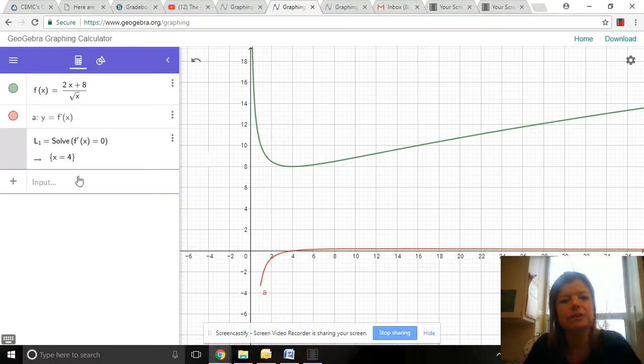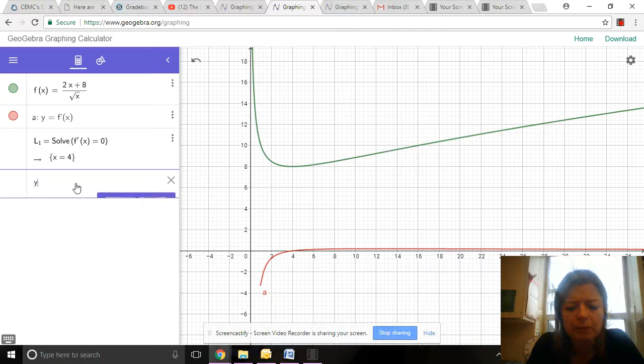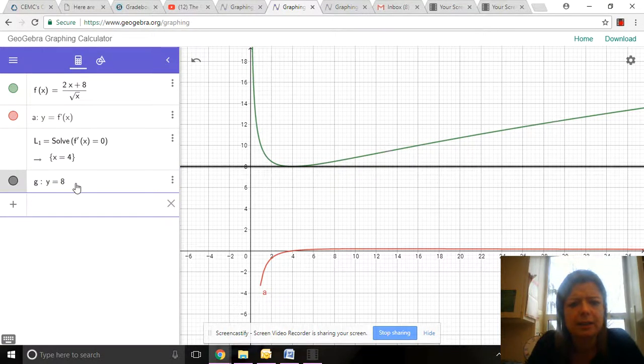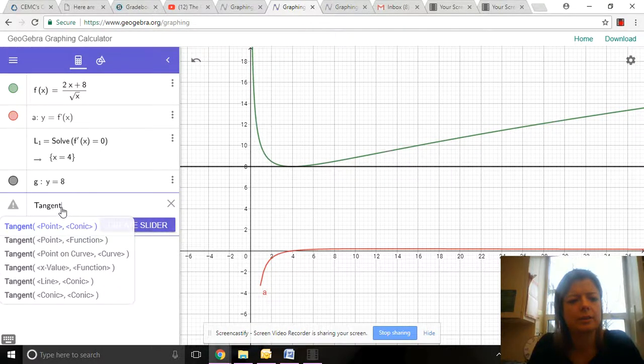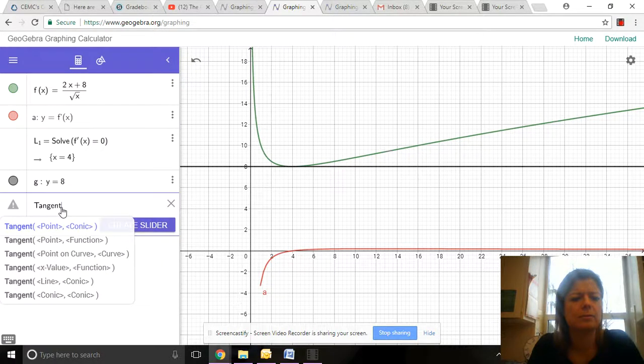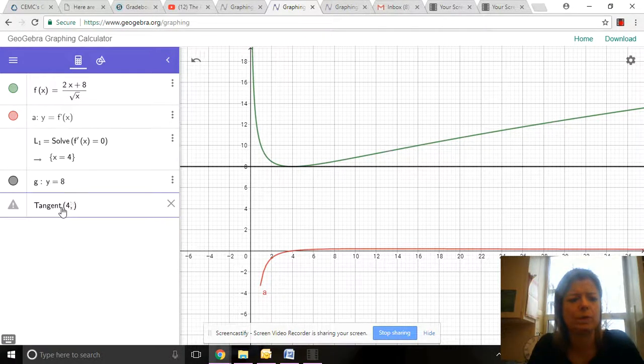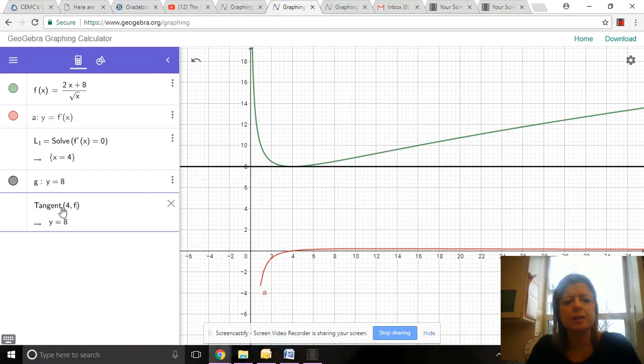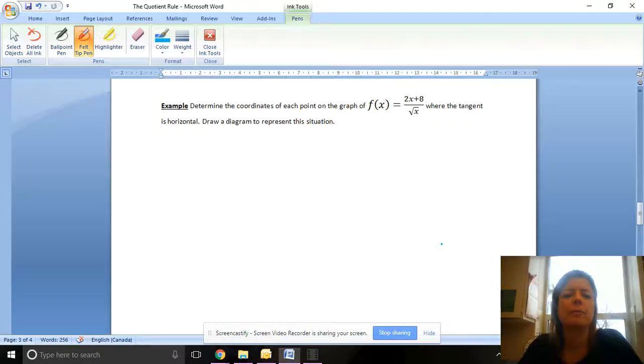We can see that visually. Notice also if we put y equals 8, you get it there where it's touching. Okay, you can also write tangent at 4 on the function f. You'll see it's y equals 8, which is a horizontal line. So all of these different ways of using technology verify what we're going to do now algebraically. Okay, so when I say draw a diagram, I'm going to say showing that stuff on GeoGebra is equivalent.